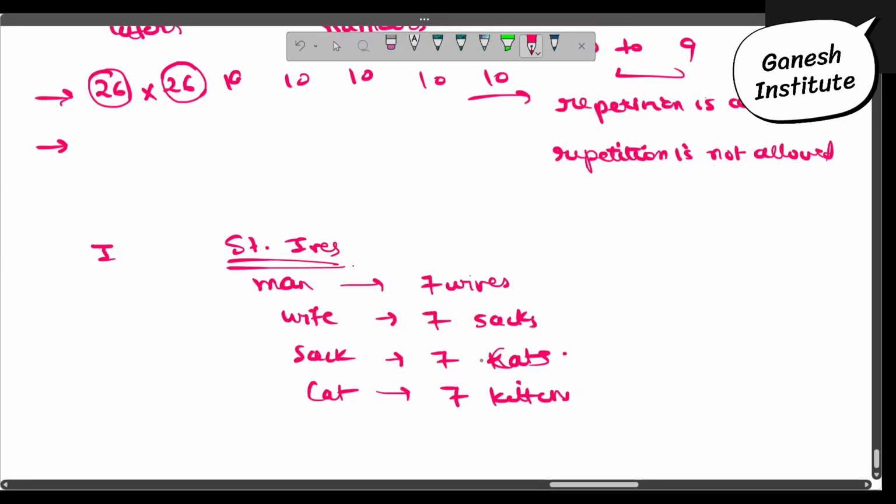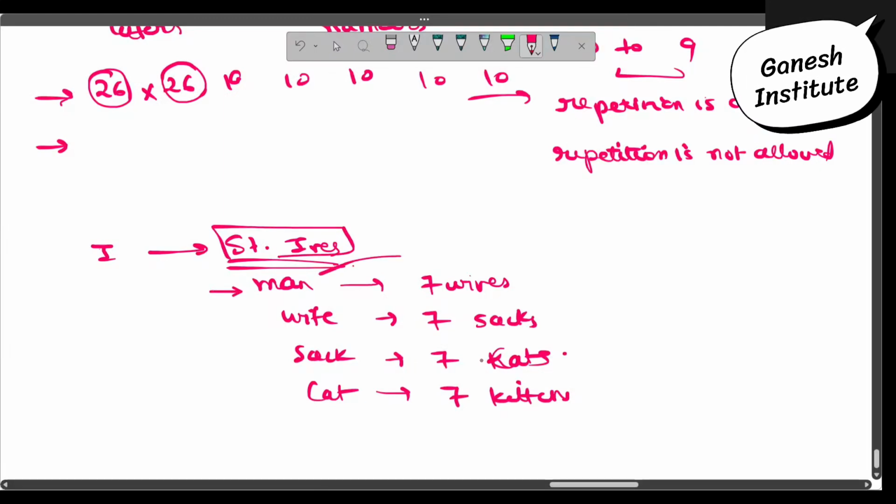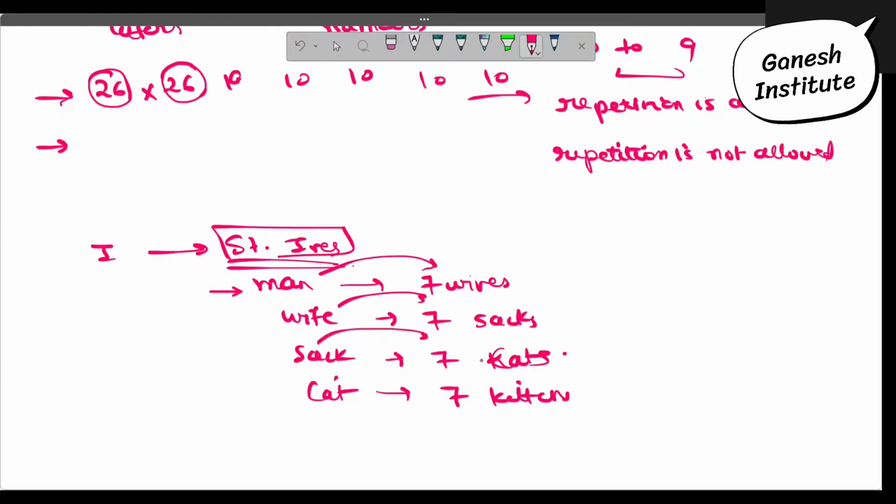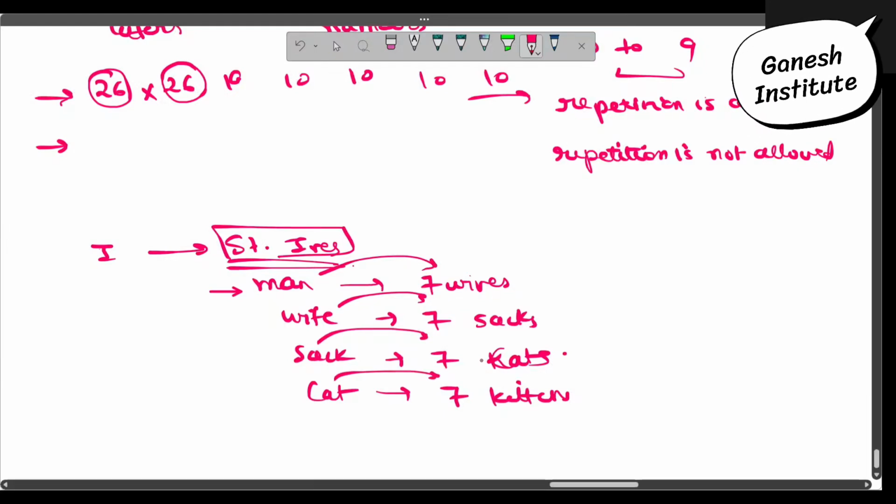So let's say I am a traveler. I visited St. Ives. I met a man. This man has seven wives. Each wife has seven sacks, each sack has seven cats. Each cat has seven kittens. So how many total organisms have I met? 7 into 7 into 7 into 7. Perfect. 7 to the power 4. So it is the case of repeated permutation.